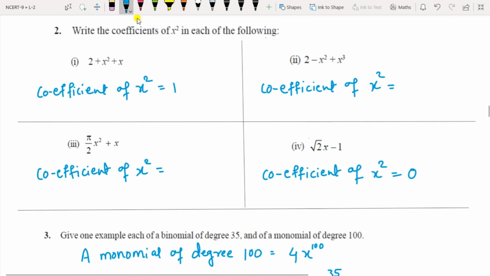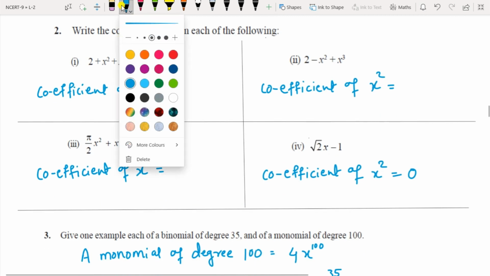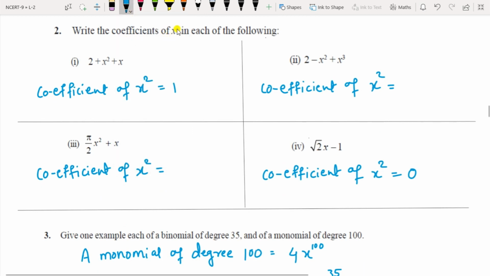Write the coefficients. Write the coefficients of x square in each of the following. So you have to write the coefficient of x square. So only you have to see the x square term and you have to write its coefficient, that is the number beside this variable. If no number is there, as in this case, that is 2 plus x square plus x, number is not there, so it is 1.